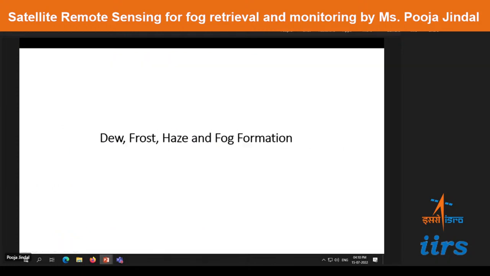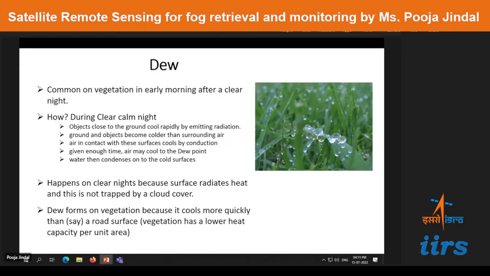Now we will discuss some more phenomena which are a little bit close to the fog: dew, frost and haze. We'll just briefly discuss these three things as they are very close to fog. First coming is the dew. Dew, as we all know, is very common on the vegetation in the early morning after a clear night.